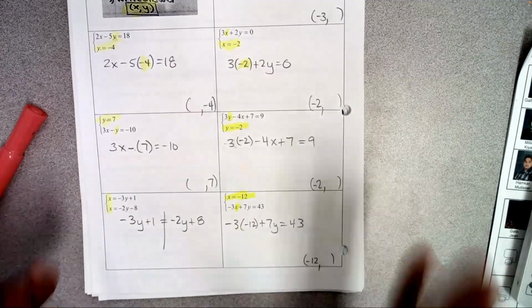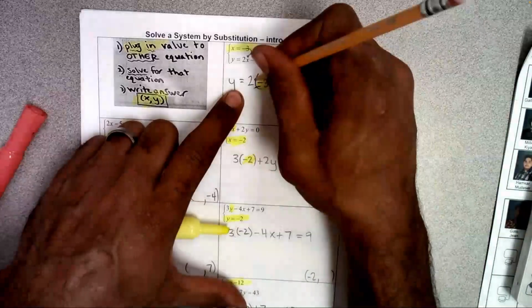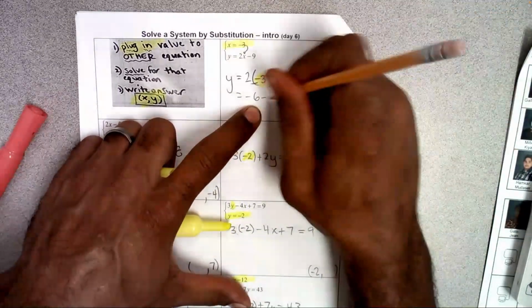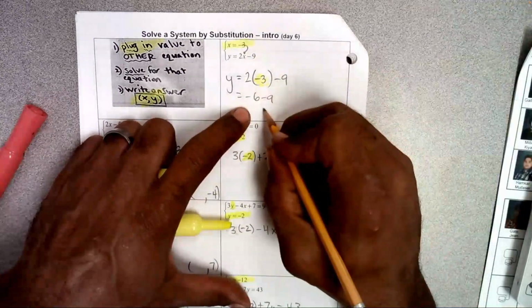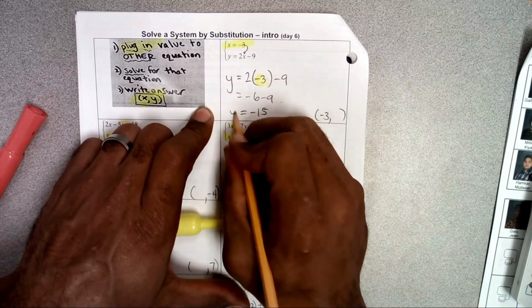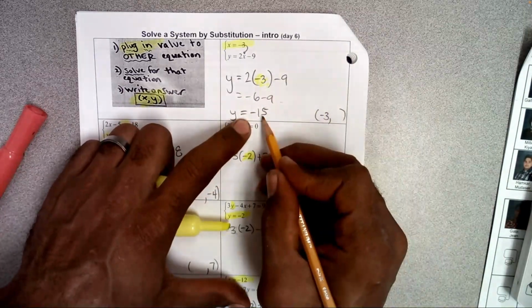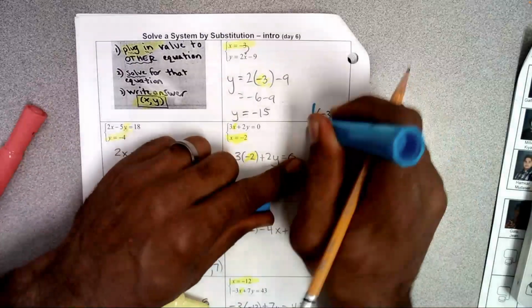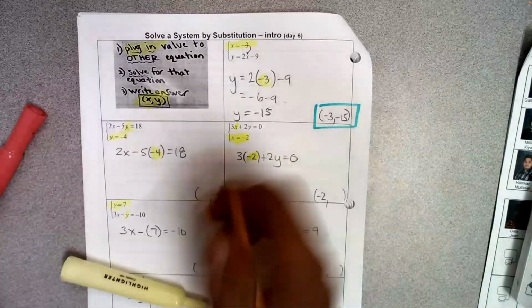Now we just have to solve these equations. Since we got everything plugged in, 2 times -3, that's -6, -9, and then it's -6 minus 9, that equals -15. So that's the y. That's what we were looking for. So my answer is -3, -15.